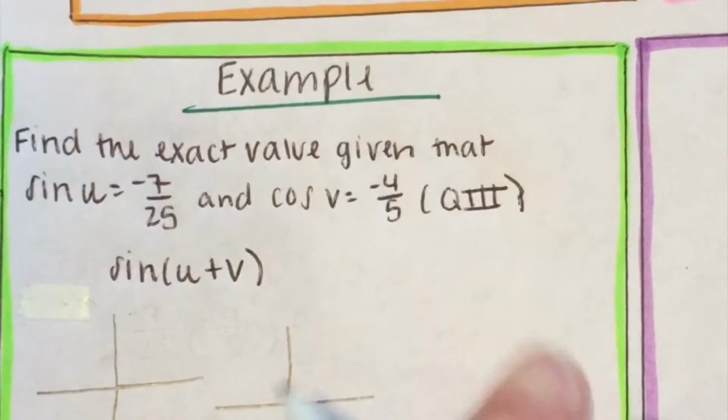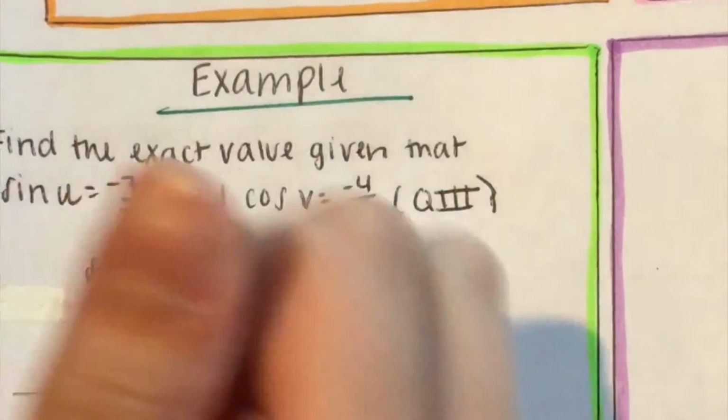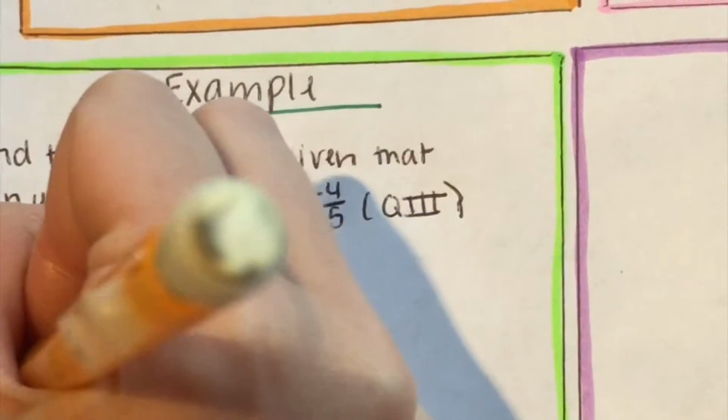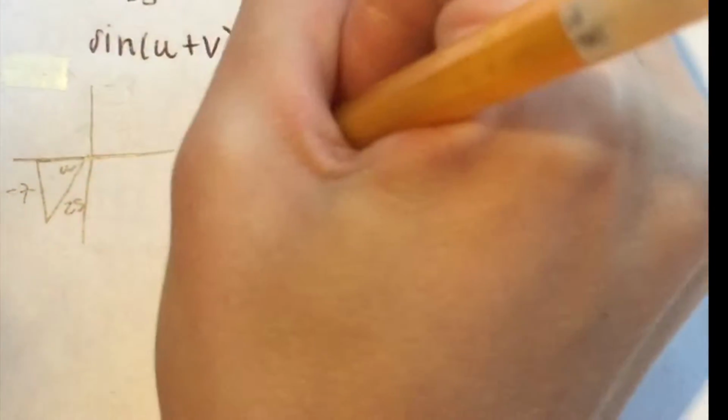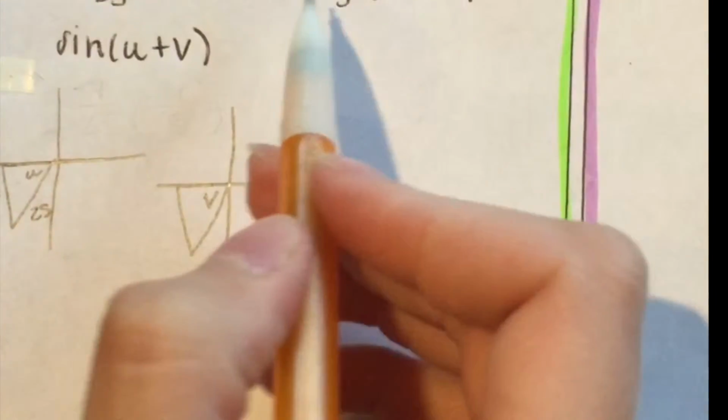So since we know that they're both in quadrant 3, let's start with sine. So since sine u is negative 7 over 25, and we know that sine equals opposite over hypotenuse, we know that this is negative 7 and the hypotenuse is 25. And then for cosine, we know that since it's negative 4 over 5, and then it's in quadrant 3, since cosine is adjacent over hypotenuse, we know that it's negative 4 over 5, like this.